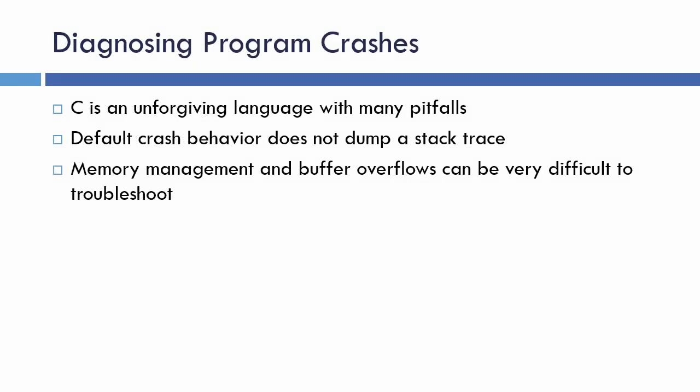C has many pitfalls, and by default, when you run a program and it crashes, you don't get any indication of what line number the program crashed on, which makes it difficult to determine what the problem was. Also, when you have problems like buffer overflows or invalid pointer dereferences, those can also be difficult to troubleshoot. So in this session, I'm going to talk about how to diagnose and troubleshoot these kinds of problems.